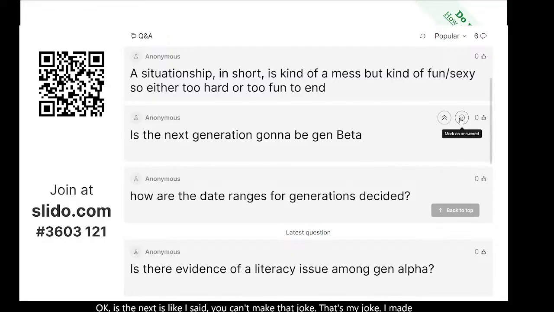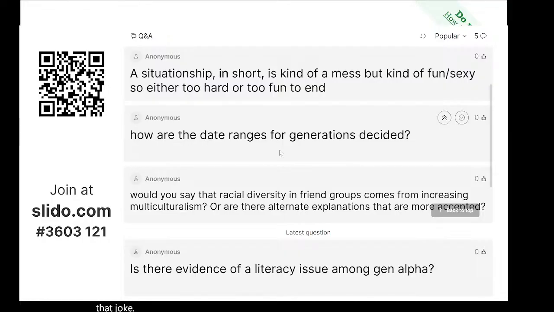How are the date ranges for generations decided? A dark cabal of sociologists meets in a smoke-filled room and arbitrarily assigns dates. I haven't been invited to the group, but maybe in 10 years or so.